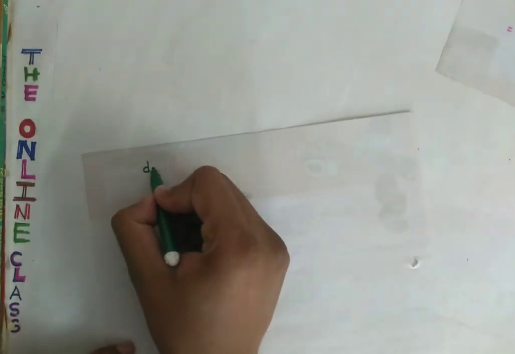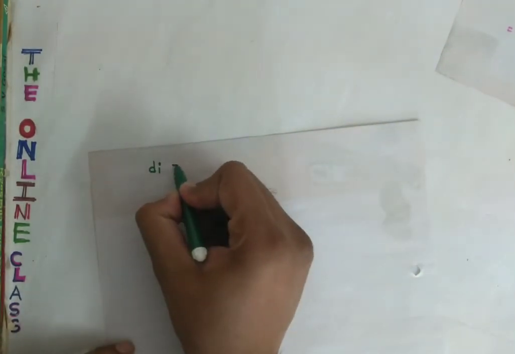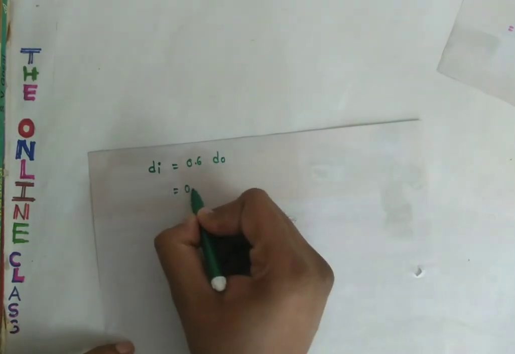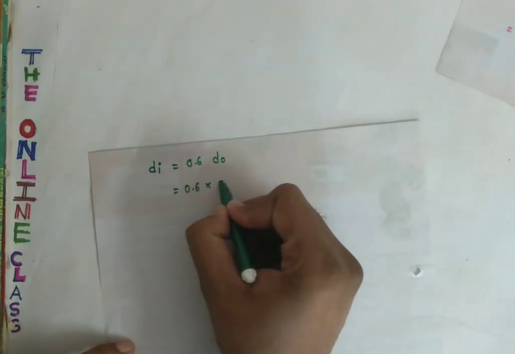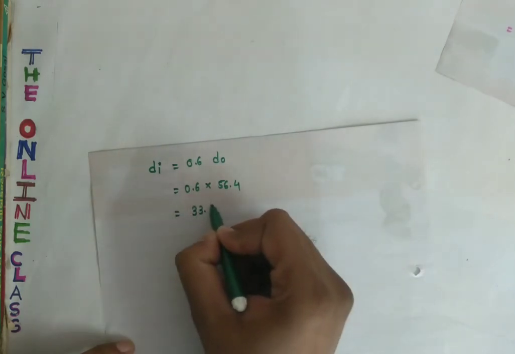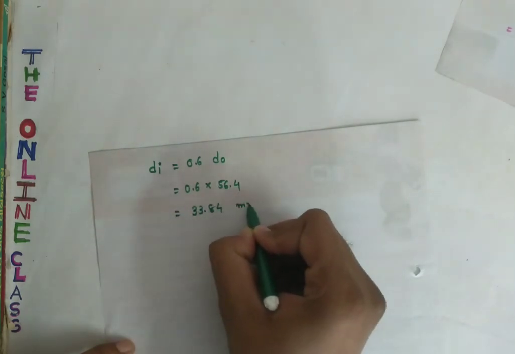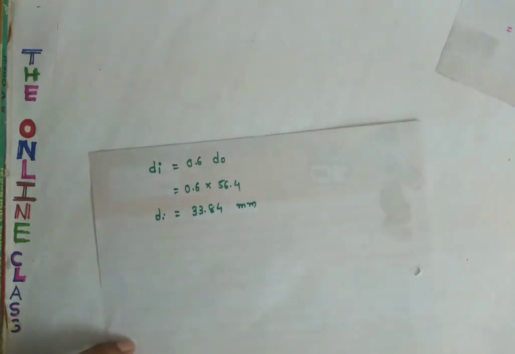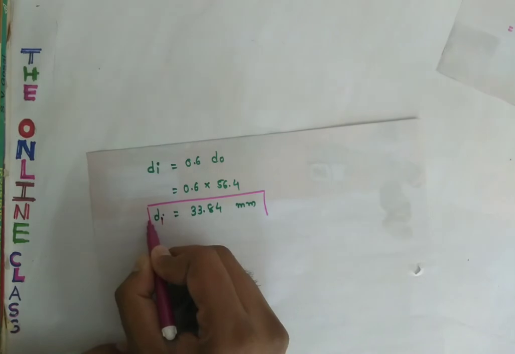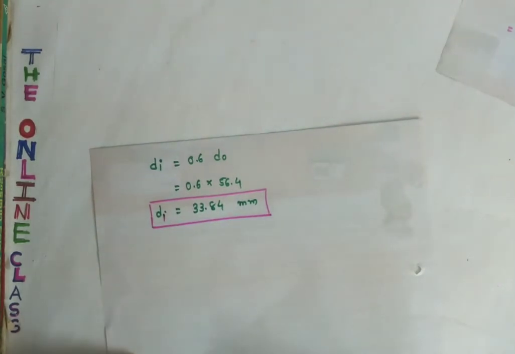Then for finding out internal diameter DI, we have 0.6 into DO. So 0.6 into 56.4 is 33.84 mm. So we have internal diameter is 33.84 mm.